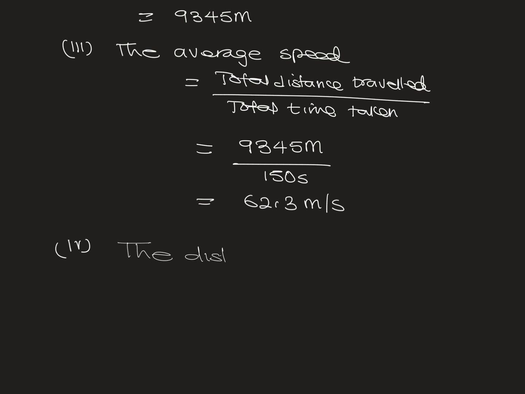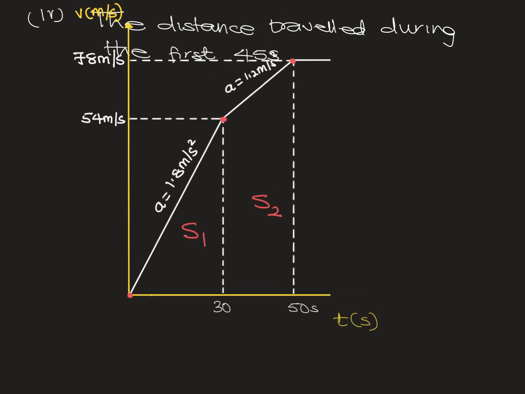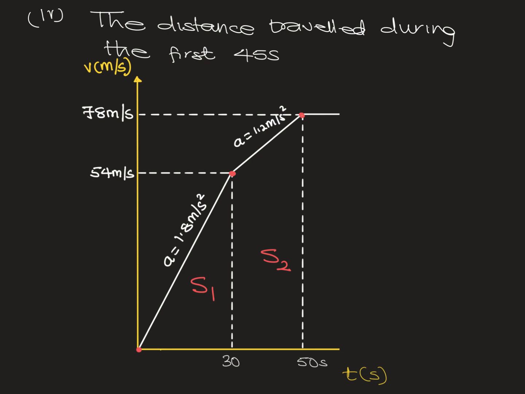The distance traveled during the first 45 seconds. Now, if we should try to bring a portion of the velocity time graph, as shown here, we will ask ourselves, where is that 45 seconds attained? Well, obviously, that is somewhere between the 30 and 50 seconds. So, let's try to indicate that. So, let's say, somewhere here. Okay, let's say this is 45 seconds, somewhere before 50 seconds.